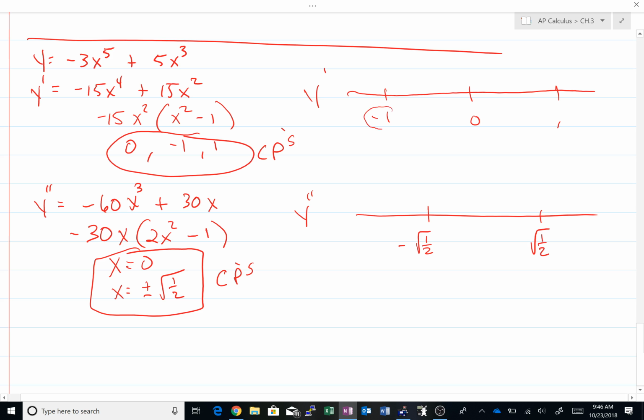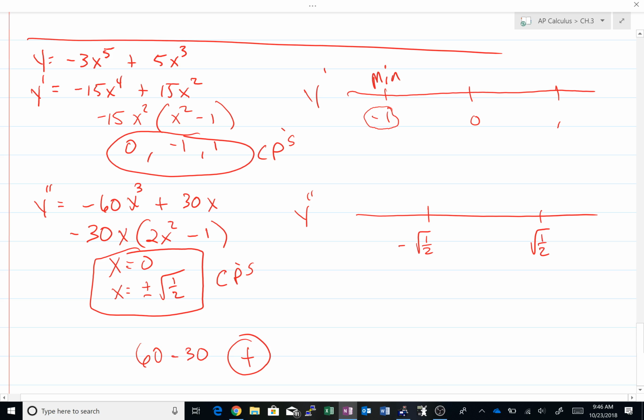I can take this right here, plug it into the second derivative, and see. Let's see what I get. What's negative 1 cubed? Negative 1 times negative 60. It's a positive 60. And then 30 times negative 1 is minus 30. Point is, I get a positive. If it's positive, it's a min. That's a lot easier than having to plug in two values on either side.